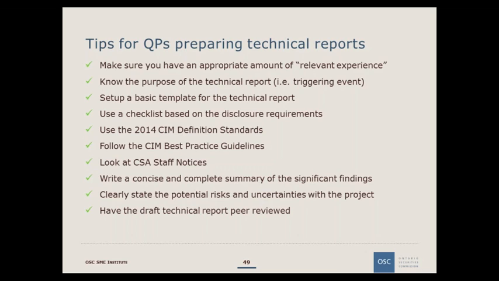Write a concise and complete summary of the significant findings, and if you want a good template for a summary, go and look at item 5.4 of the annual information form. That can then be cut and pasted into annual information forms, prospectuses, or whatever, and the QP knows that it's his words and not someone else's. Clearly state potential risks and uncertainties of the project and get someone to look at it. Have it peer reviewed. That's probably easier to do in large consulting firms than it is for sole proprietors, but sole practitioners with a buddy system, that can happen.